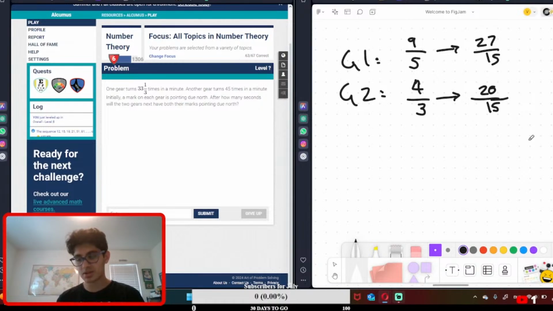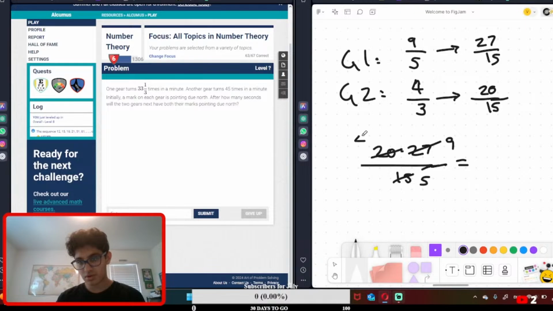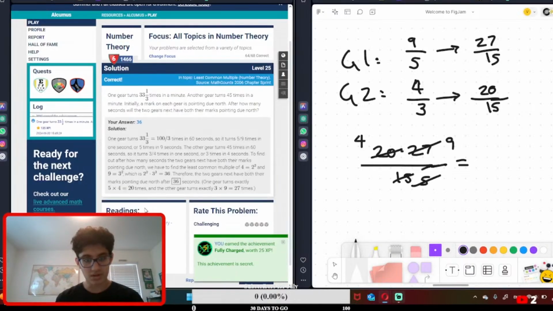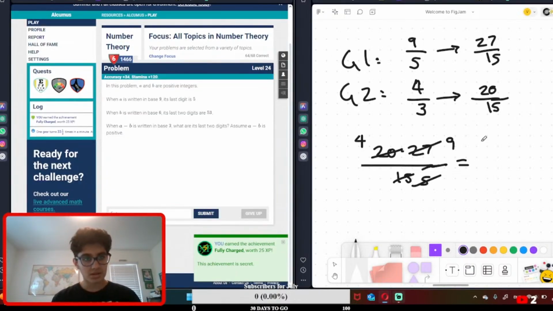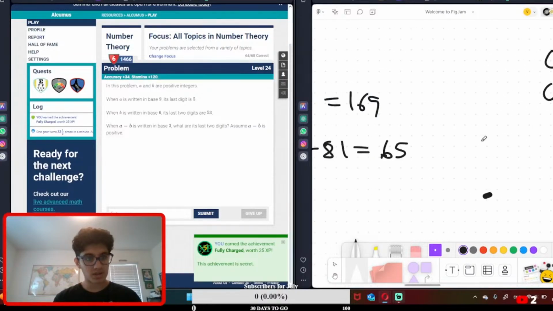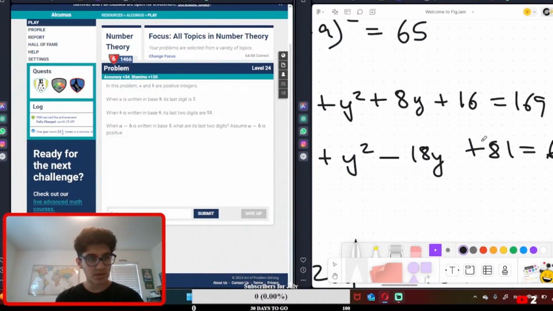So now we can just take the LCM, which will be 20 times 27 over 15, right? Which becomes, so this cancels out to become 9, and then that will make this 5. This becomes 4, canceling out with this, so 36. But I don't think that's a, okay, it is 36.